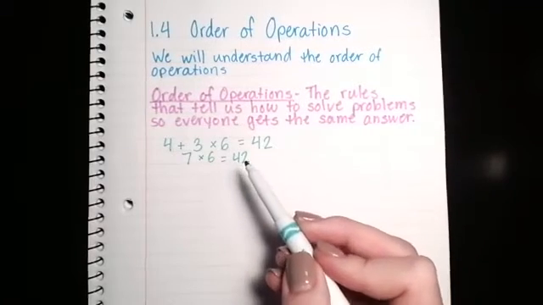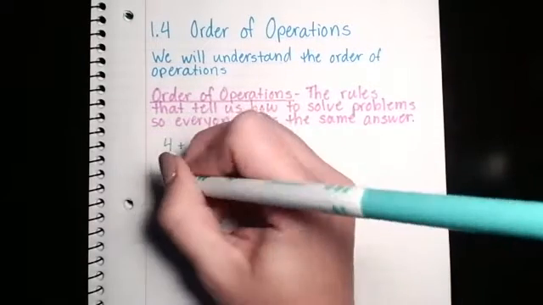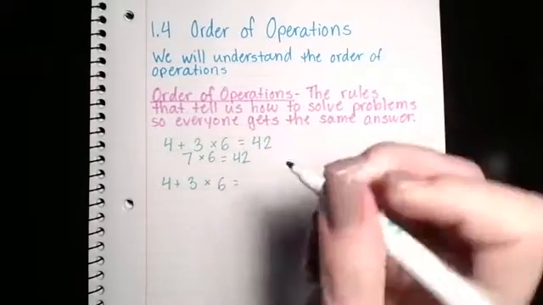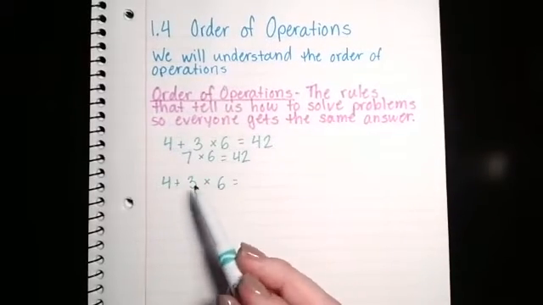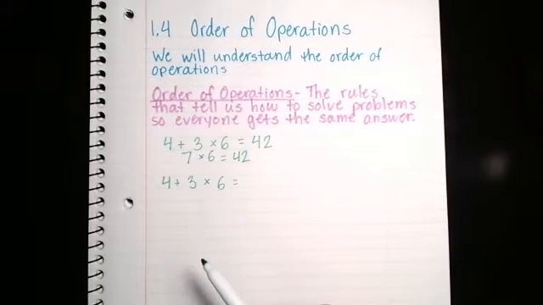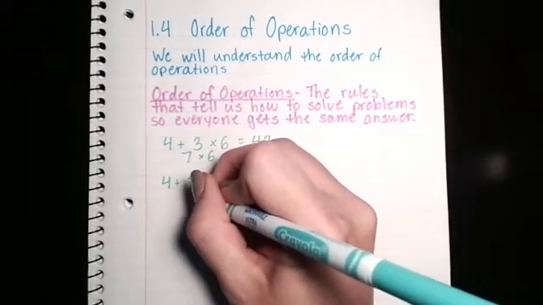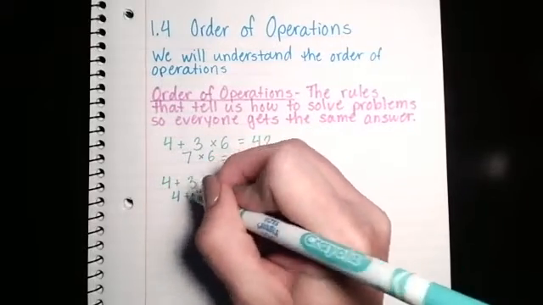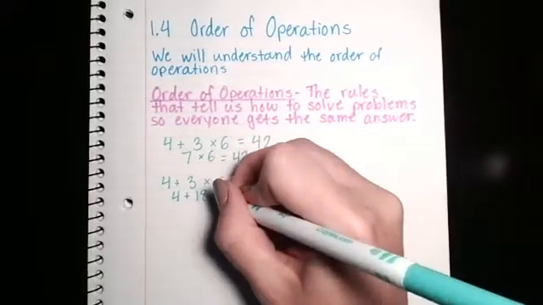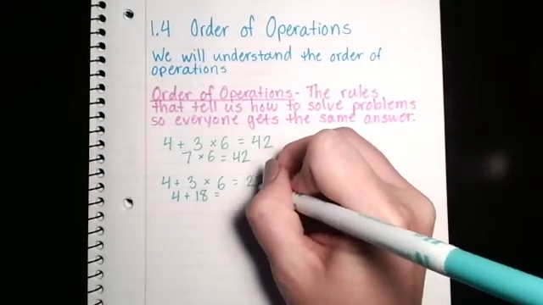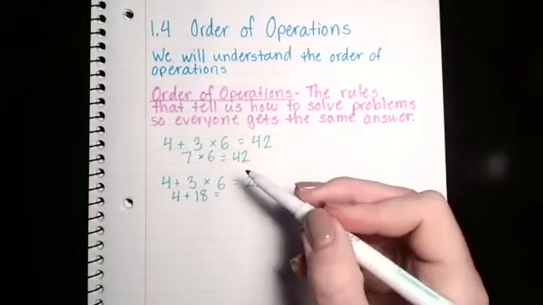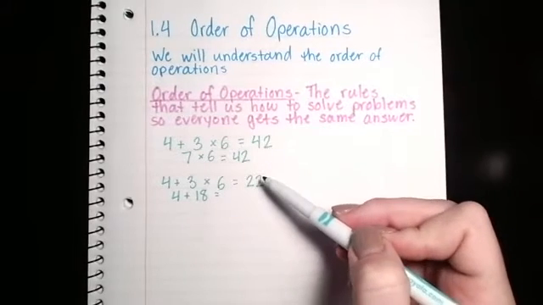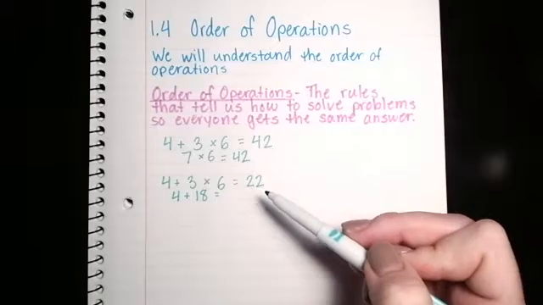Well, one person may solve it this way, but someone else might solve it like this. Maybe they think, oh, I know my multiplication facts already, so I know 3 times 6 right off the top of my head, so I'm going to do that first. 3 times 6 is 18, and then I would drop down the adding 4, so 4 plus 18 equals 22. So we had the exact same problem here, but depending on where you start, you could get 42 or 22. So which one is correct?